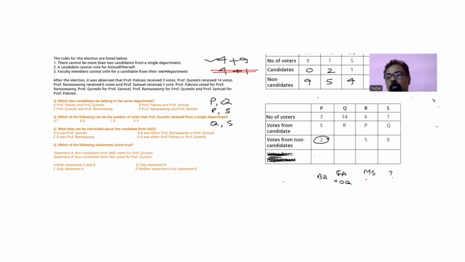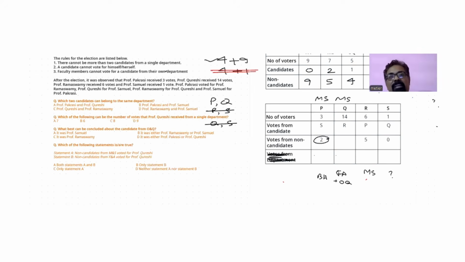Now check. P got a vote from Professor S. There was one condition that no professor can vote for any other candidate of his or her department. Same department में कोई vote नहीं होगा. So obviously P and S same department में नहीं हो सकता. Check. S got a vote from Professor Q. With the same logic, S and Q cannot belong to the same department. So only one option is left, that P and Q belong to department MS.